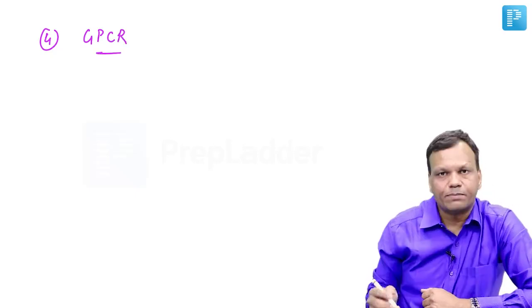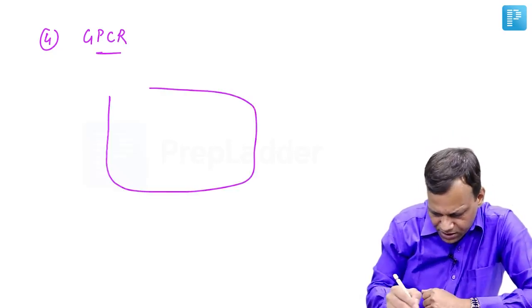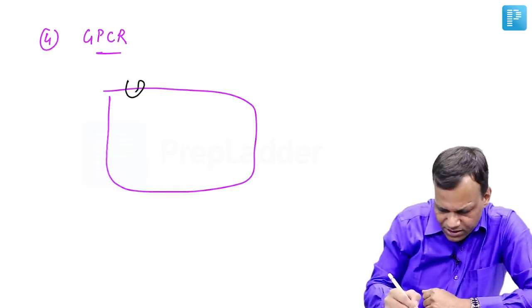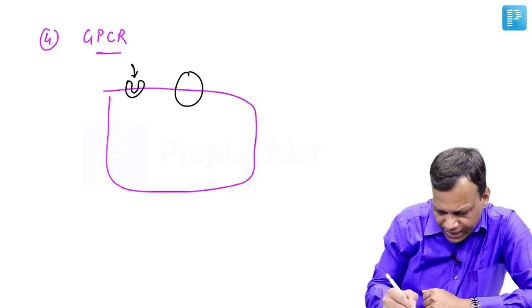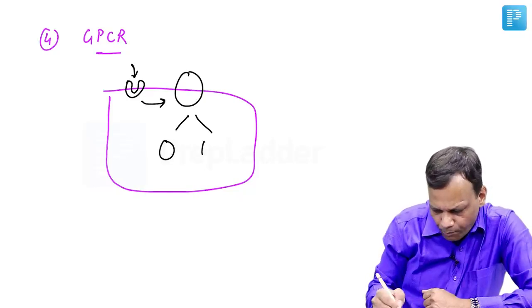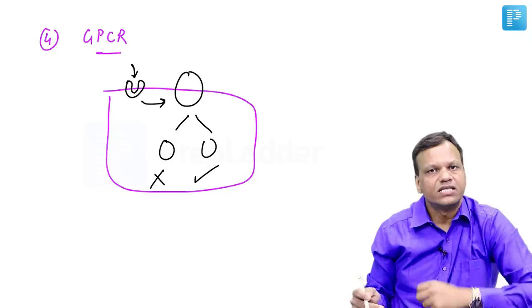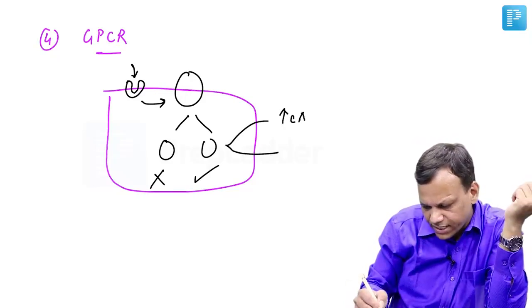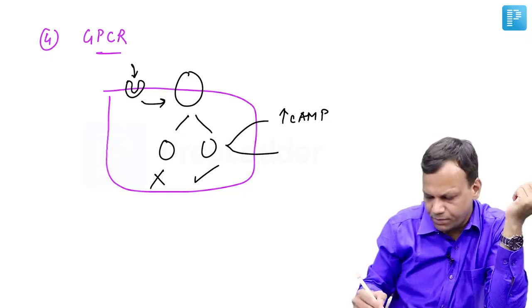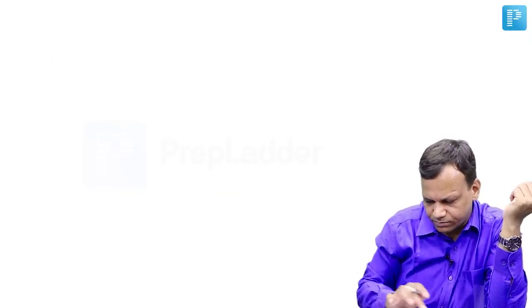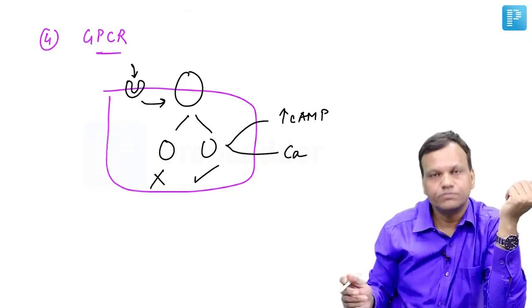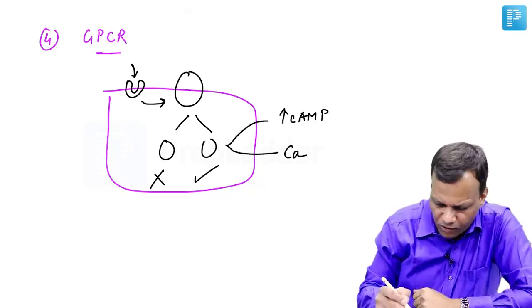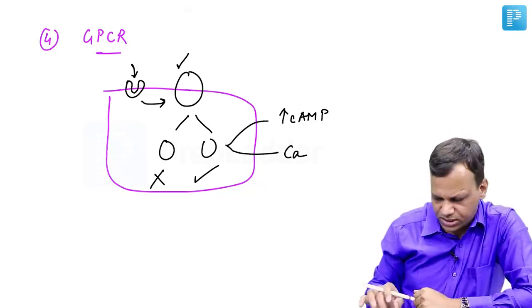G protein coupled receptors. Here the simple mechanism is the drug will bind to the receptor. This is the receptor, drug binds. Then it will activate a G protein which will break into two components. One is inactive, second is active. That will produce the action, and mostly the action is either by changing the level of cyclic AMP, increasing or decreasing cyclic AMP, or changing the level of calcium. Now we have different type of G proteins to produce these actions.